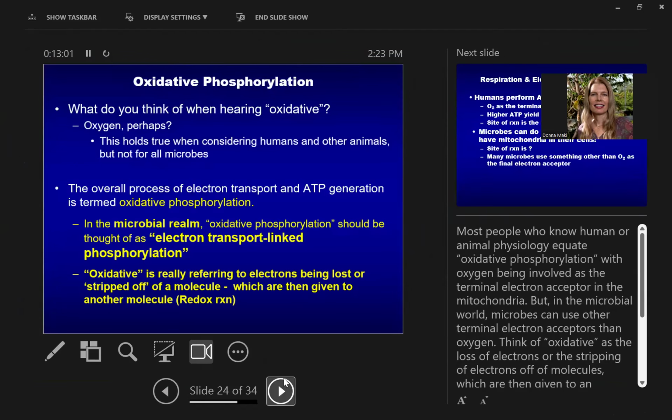So would oxidative be incorrect on the exam? No. But I will be asking questions to get at the idea that microbes don't always have oxygen at the end, and that you can demonstrate that you understand that. It can be something else besides oxygen. So in a microbe world, oxidative phosphorylation has to be defined more loosely. It's an electron transport linked phosphorylation event.